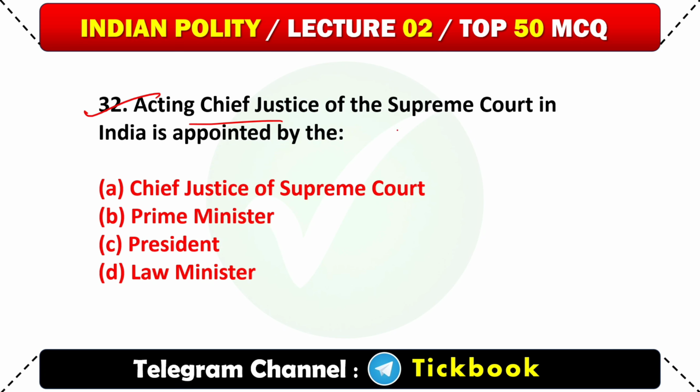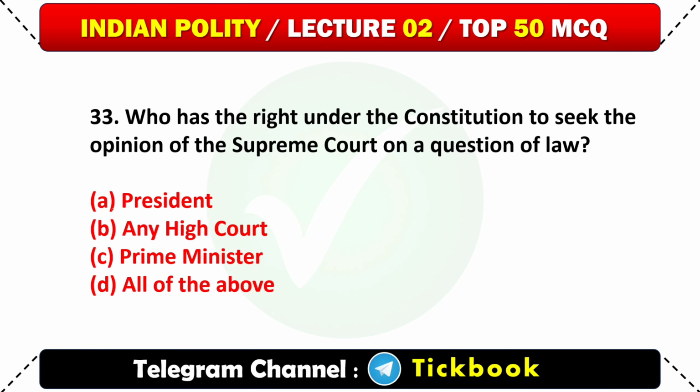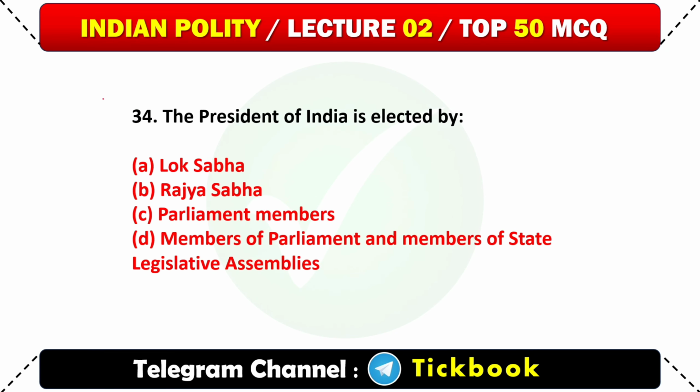32. Acting Chief Justice of the Supreme Court in India is appointed by the? Option number C, President. 33. Who has the right under the Constitution to seek the opinion of the Supreme Court on questions of law? Option number A, President. 34. The President of India is elected by? Option number D, members of the Parliament and members of the state legislative assemblies.